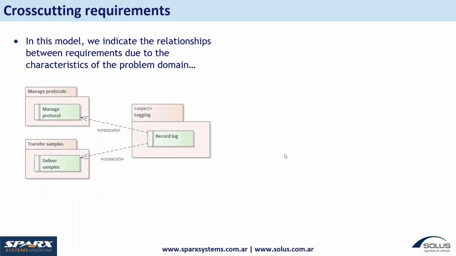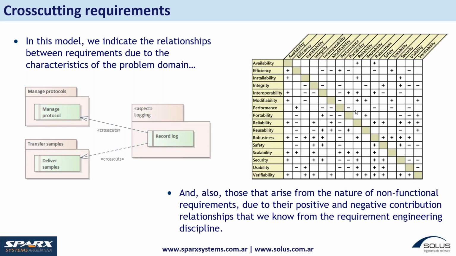In the intra level, in user requirements, we have different requirements. Some of them are cross-cutting requirements, and they will be connected via our crosscut connector with that requirement that they are cross-cutting. But regarding other kinds of requirements, because this model has functional requirements and non-functional requirements, we have to follow the positive and negative contribution relationships that exist among non-functional requirements that we can find in the literature. And it is possible to indicate that some requirement belongs to some category and immediately it will be connected with others due to this relationship that they have.